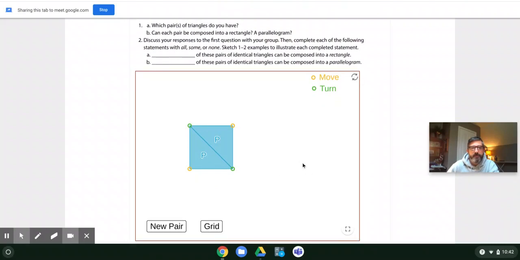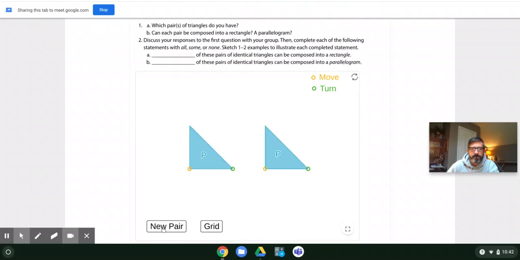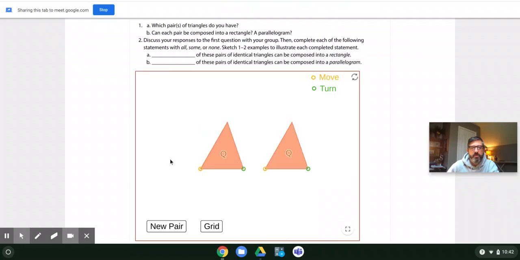So let's look at another pair. So what pair do we have here? We've got pair Q. So let's try this. I'm going to move this one over here. And then, whoop. Okay, that's not a rectangle or a parallelogram, is it? Let's try again.